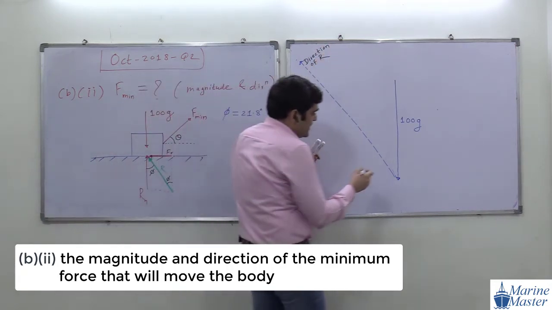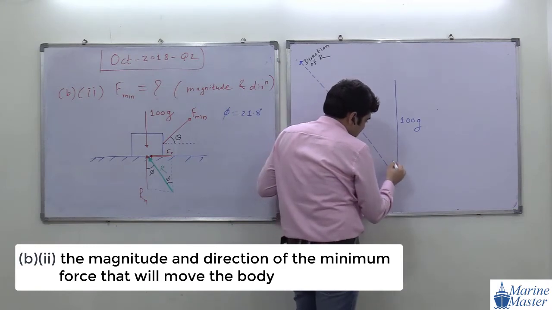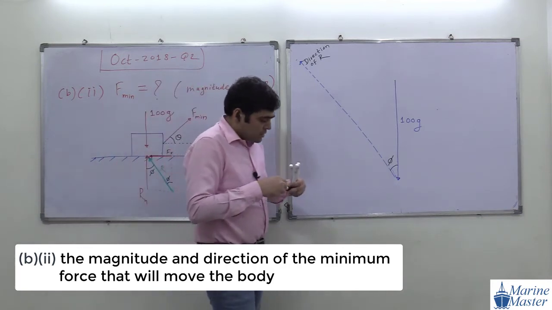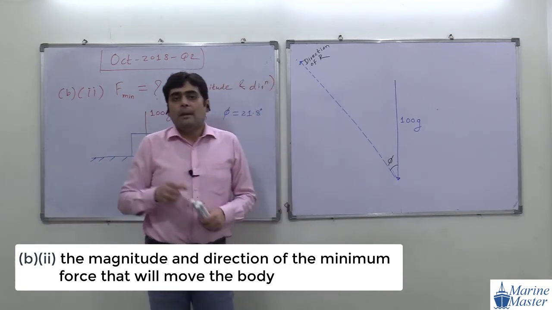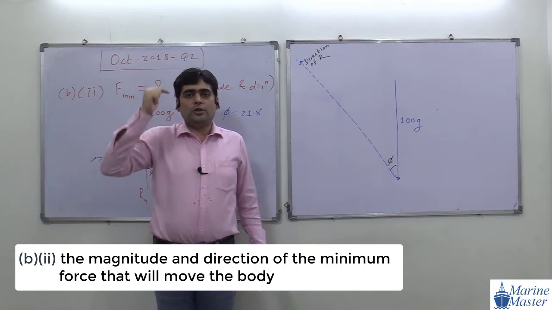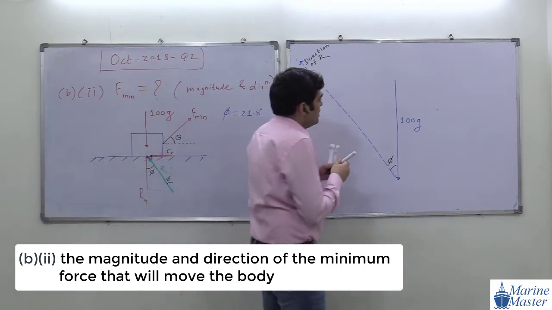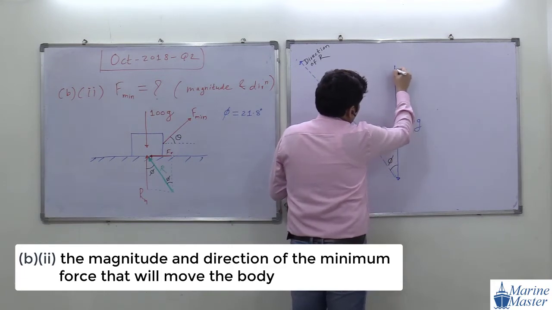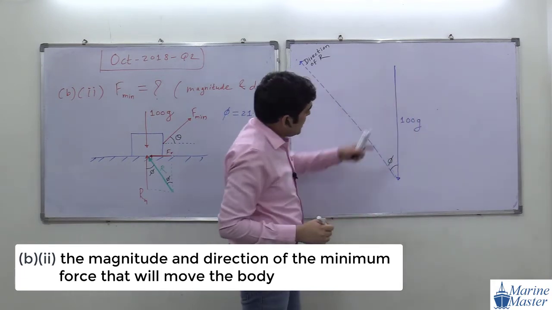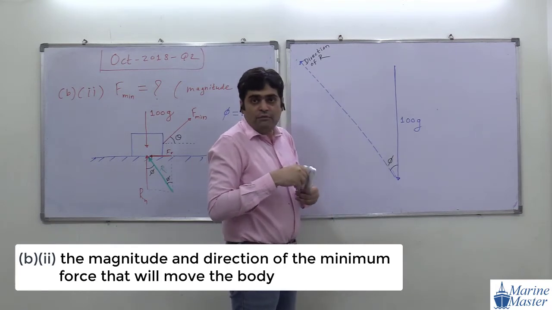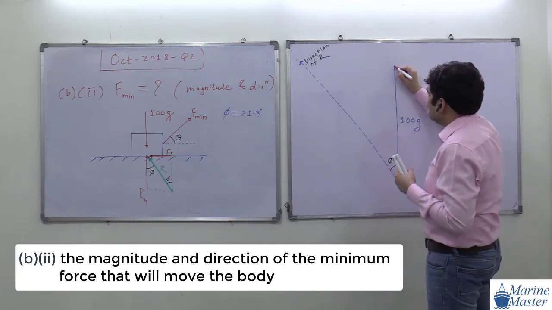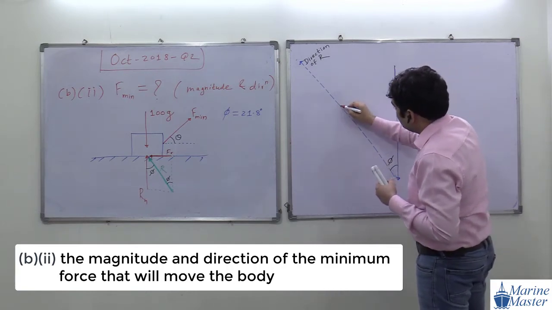And how much angle is the resultant reaction making? Phi. Okay, good. So what conclusion did we derive? Minimum force is always perpendicular to the resultant reaction. So for getting minimum force, from 100 G we are going to draw a perpendicular line from this point.